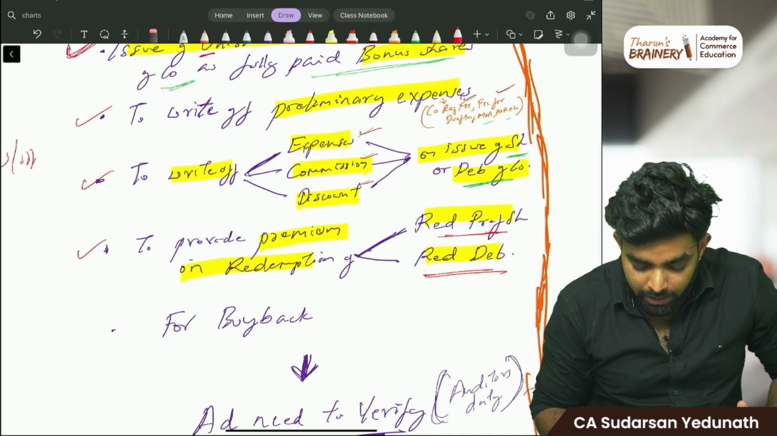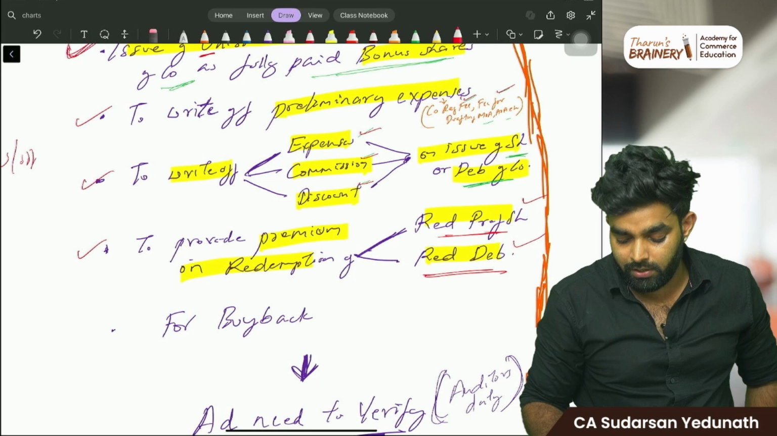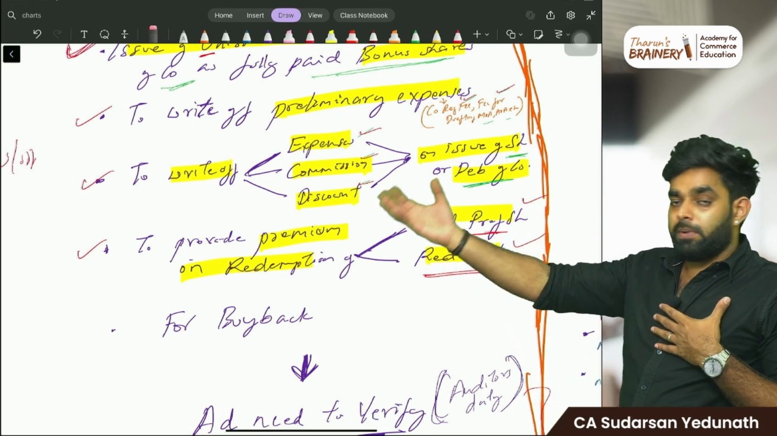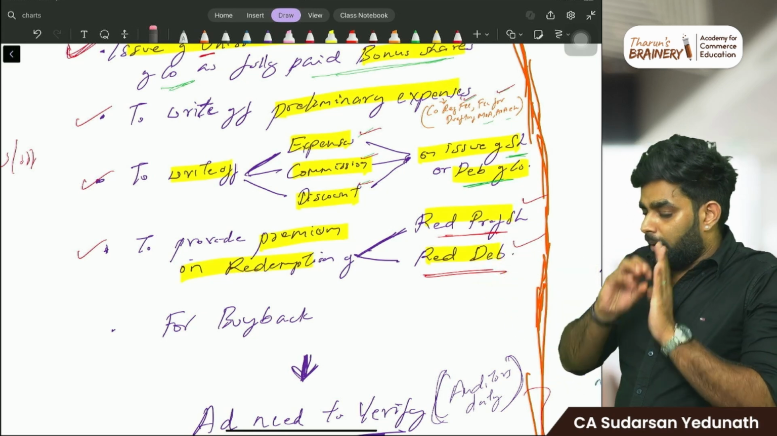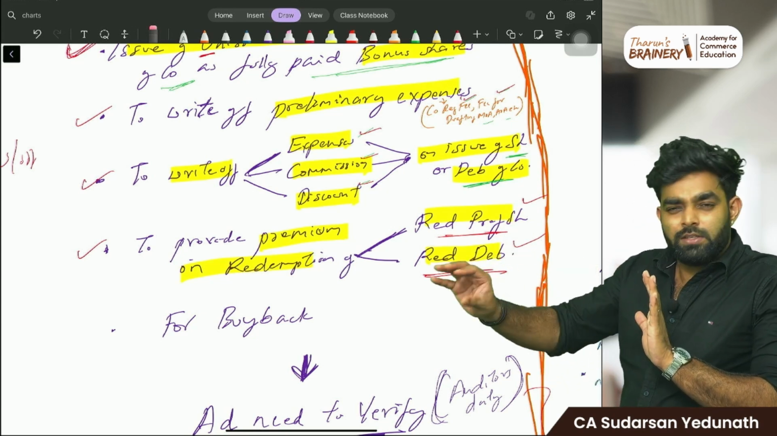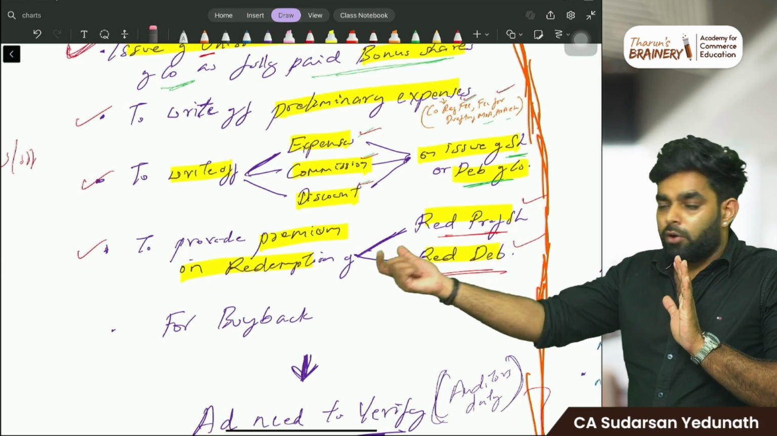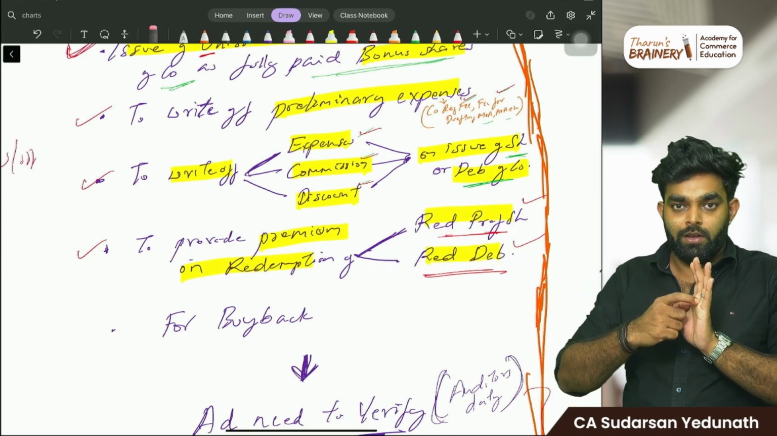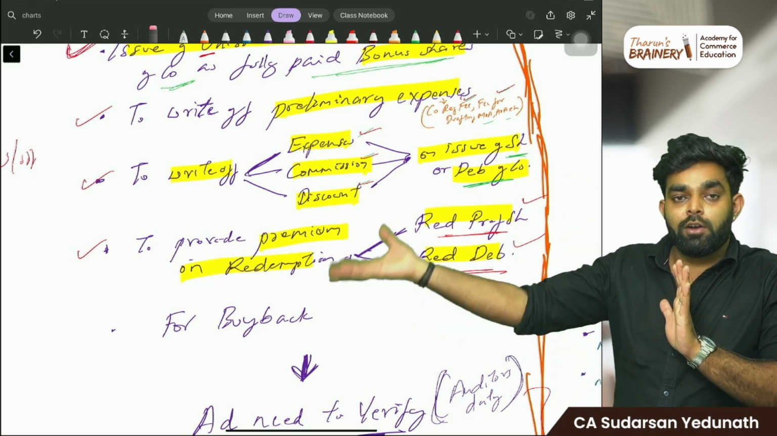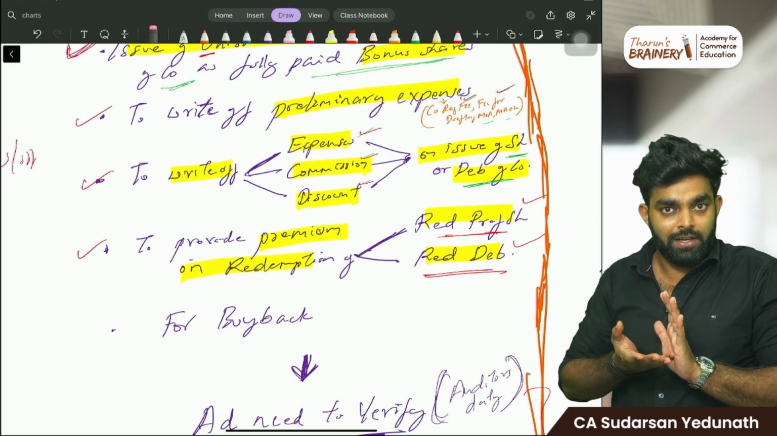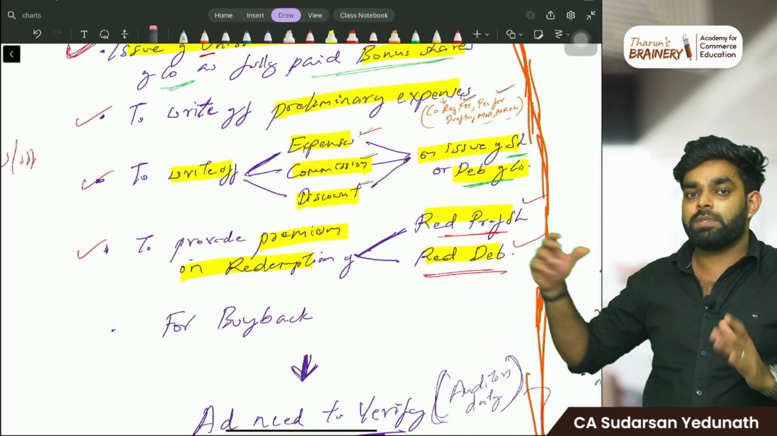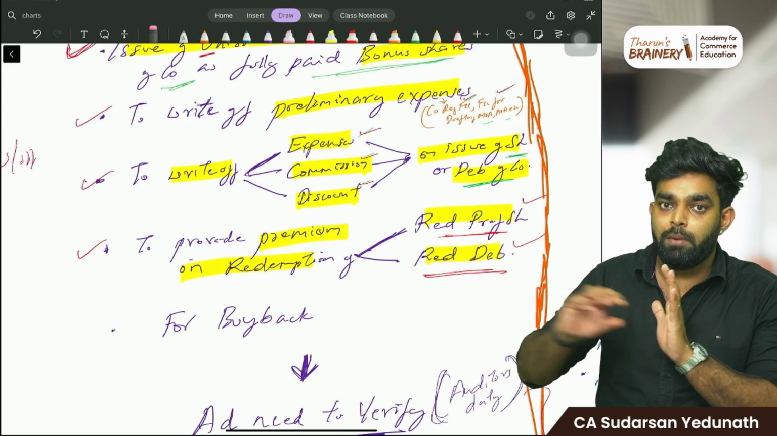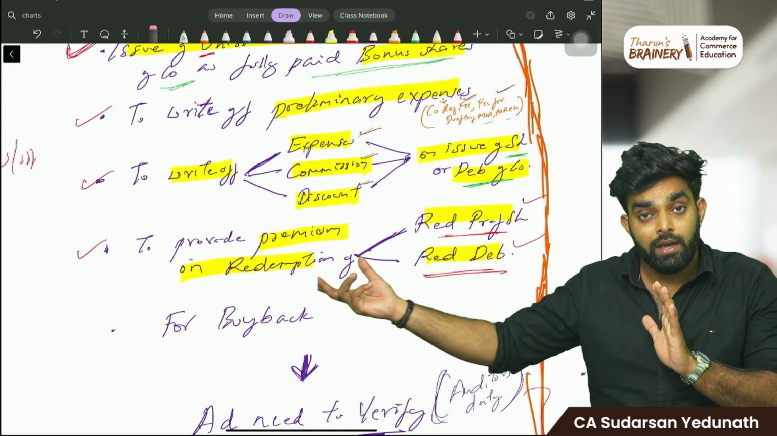Next is to provide a premium on redemption of redeemable preference shares or redemption of debentures. I'll give you the scenario. When a company issues a debenture or a preference share, imagine 10 rupees is the price of a debenture. The company issues a debenture, the company gets 10 rupees. On redemption, the company will give 10 rupees back and take back the debenture, right? But sometimes on redemption, the company will give 12 rupees. The company only got 10 when issuing it, but on redemption, the company will pay 12 rupees.